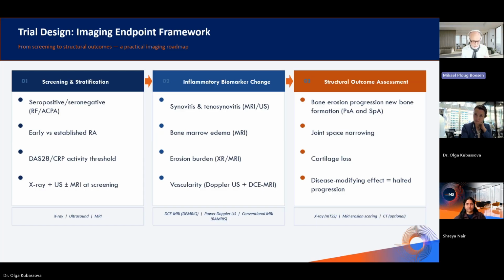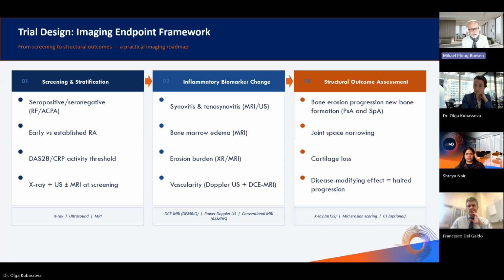HLA-B27 in ankylosing spondylitis, where they use DAS28, the CASPAR criteria, or the CRP, or the ESR for monitoring activity in the blood. Then imaging can show you something of what is happening at the local site. For screening, you always use X-ray primarily when it comes to joint diseases. It has to be there, and then you can add the ultrasound, the MRI, whether you want to screen out or include specific subgroups, endotypes or phenotypes.